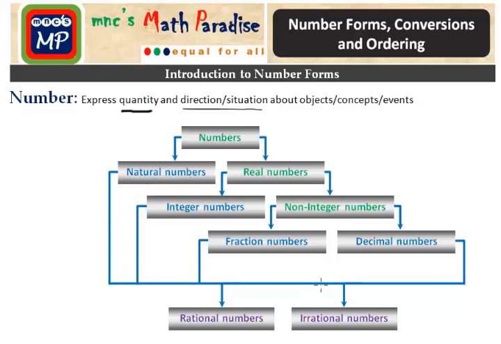All kinds of numbers can also be divided into rational numbers or irrational numbers based on whether a number can be represented as the ratio of two integers or whole numbers or not.